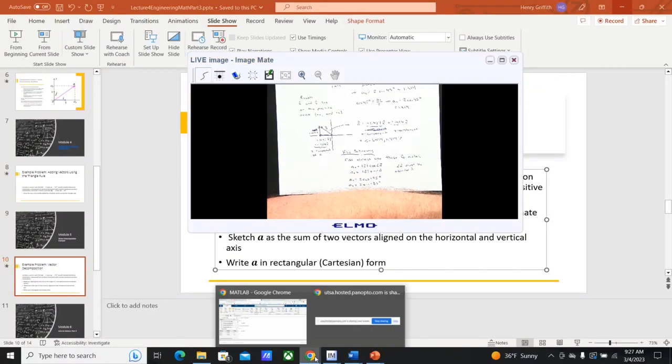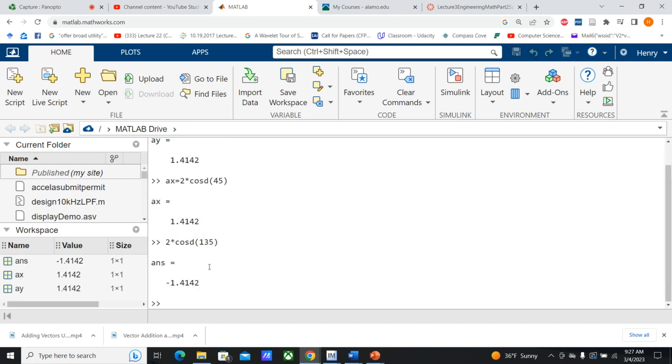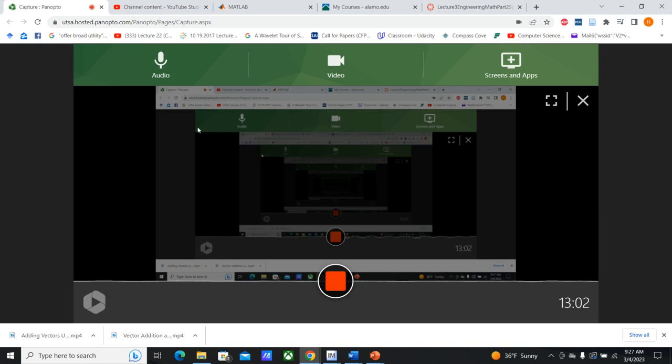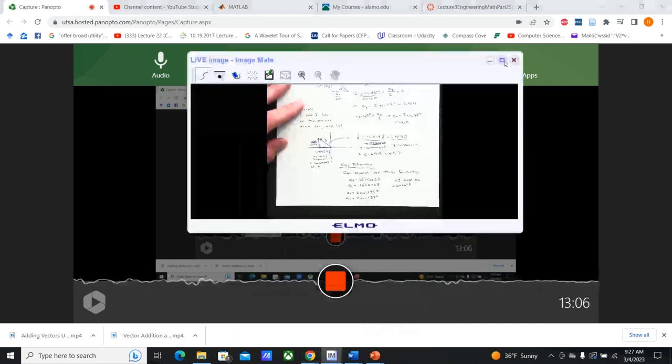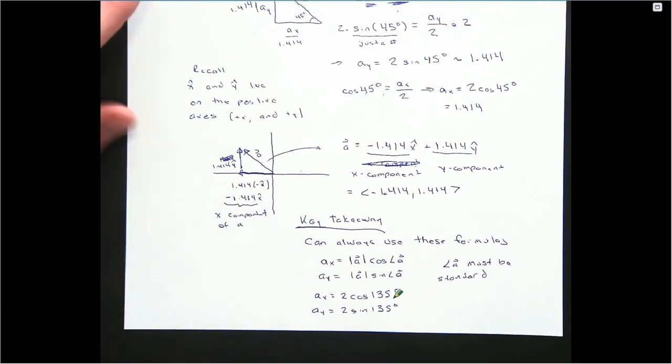notice that going back to MATLAB here, the x component, when we used 45, we had to adjust it with the negative manually. If instead I put 2 times cos of 135, that negative will automatically show up. And if I do the sine that way, I get the same answer. So if you don't want to think about having to do manual sign adjustments when you do vector decomposition, just always use those formulas, but make sure your angles are referenced from the positive x-axis with a counterclockwise convention.